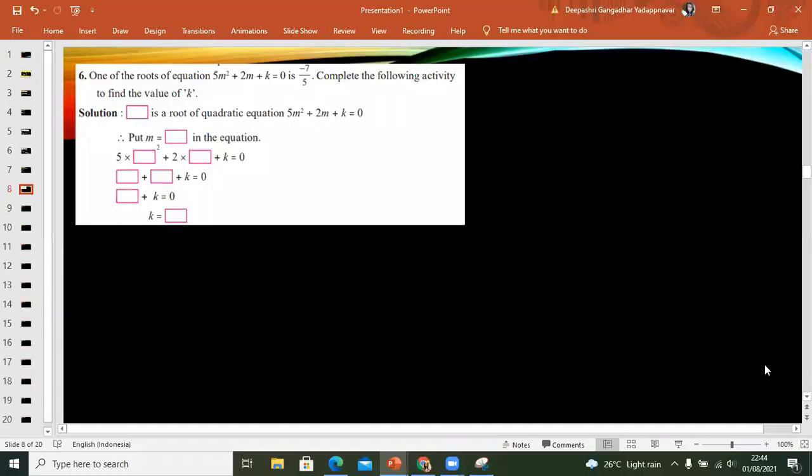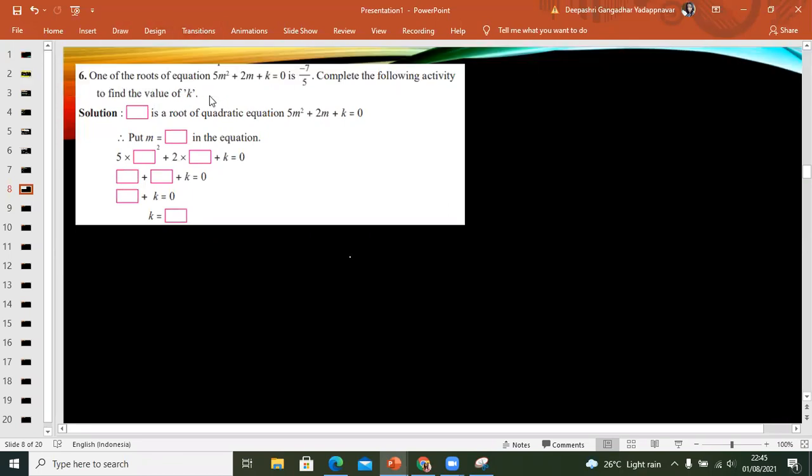Okay, here question number 6 is, one of the roots of equation 5m square plus 2m plus k equals 0 is minus 7 by 5. So this one root is given to you, minus 7 by 5. Complete the following activity to find the value of k. This is a similar question to the one which we solved for question 5. Instead of putting numbers in these blocks, let's try to solve this equation.